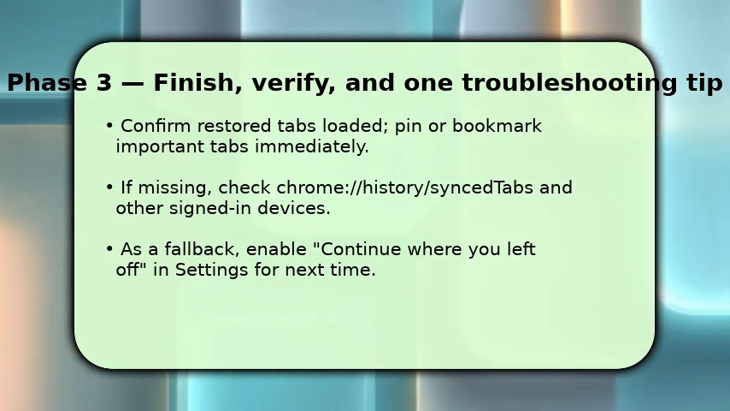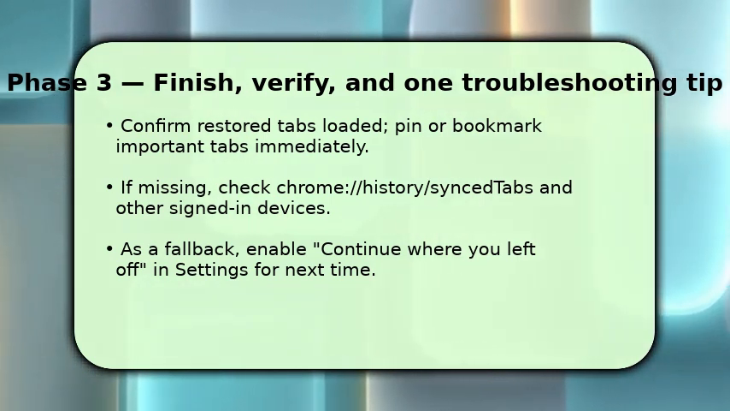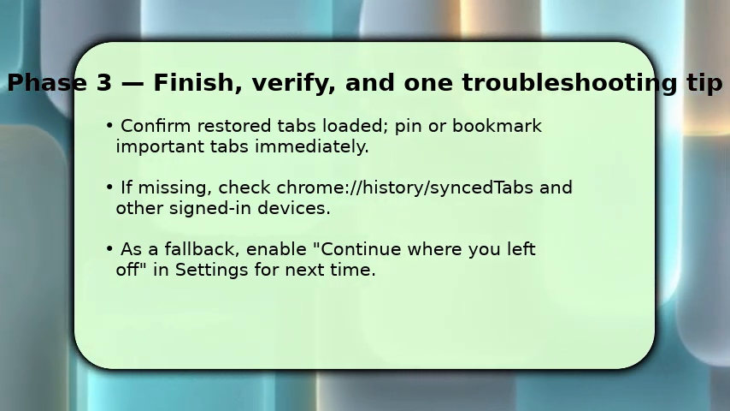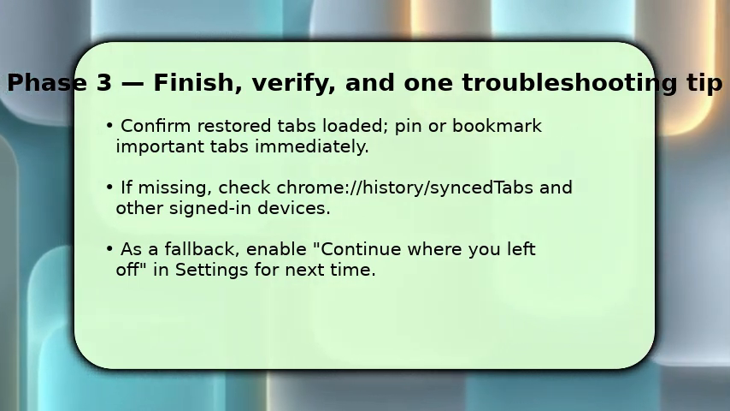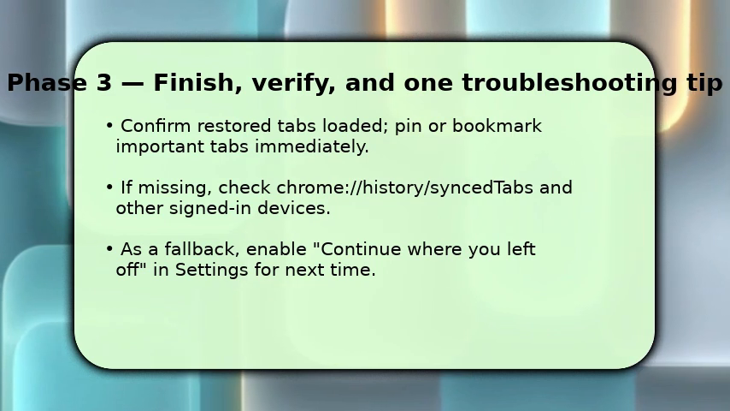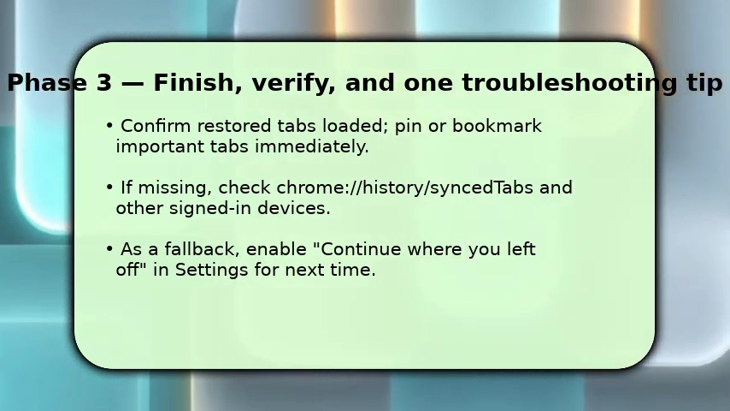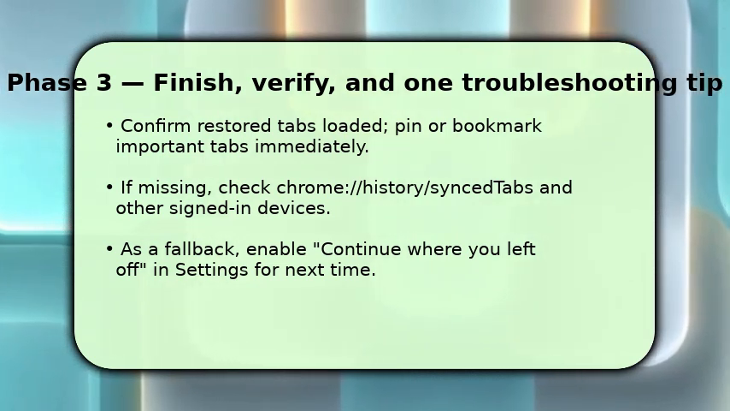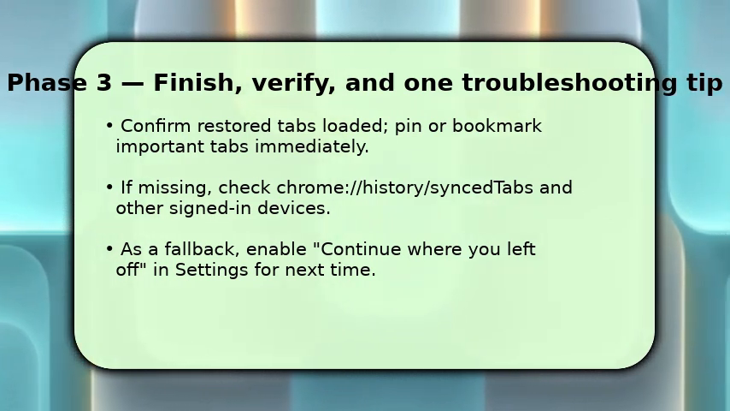If the window doesn't appear, check chrome://history/syncedTabs or history on any other device signed into the same account. Sometimes the record lives on another device. If nothing is found, enable Settings, On startup, Continue where you left off, so future sessions save automatically. One key tip: if history was cleared, recovery is not possible via Chrome alone. Stop and check backups or synced devices.